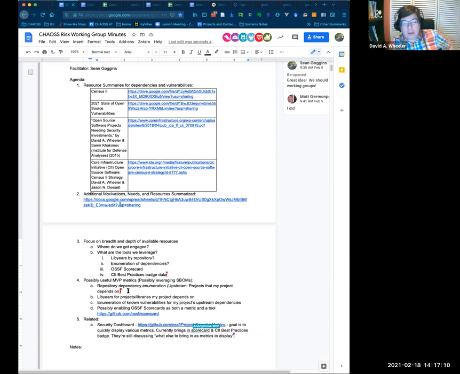I just added the security dashboard stuff, where they're starting to build out a tool to show off various kinds of numbers. But of course, now the problem is, well, what do we show? And what they're currently showing is the scorecard and the CI best practices badge and some GitHub data, like the number of committers.